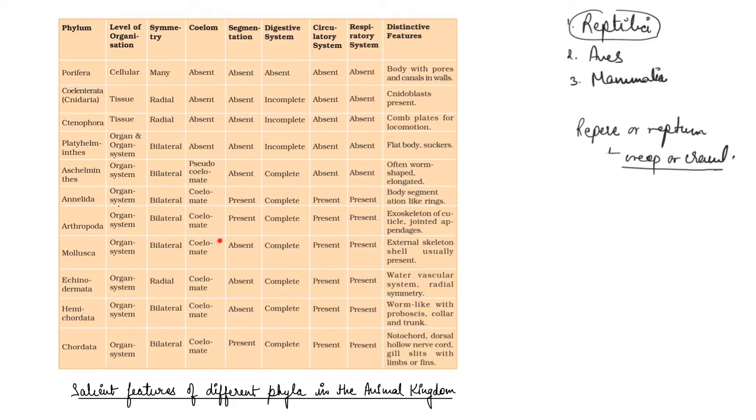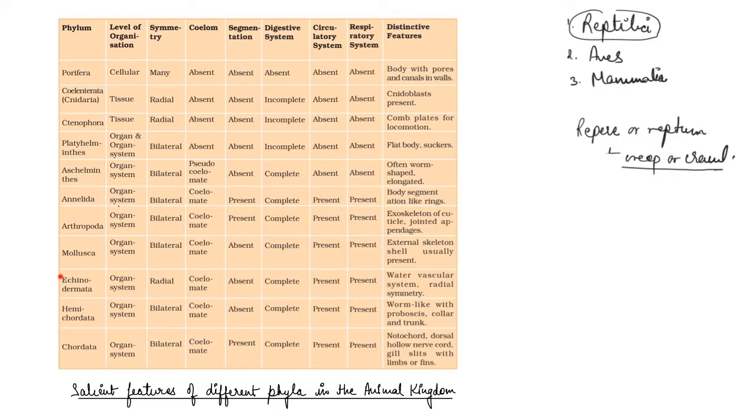Then it is Mollusca, wherein you have organ system level, symmetry is bilateral, they again are coelomate, but here segmentation is absent. And then digestive, circulatory, and respiratory system is present, and their distinctive feature is external skeleton, which is shell.